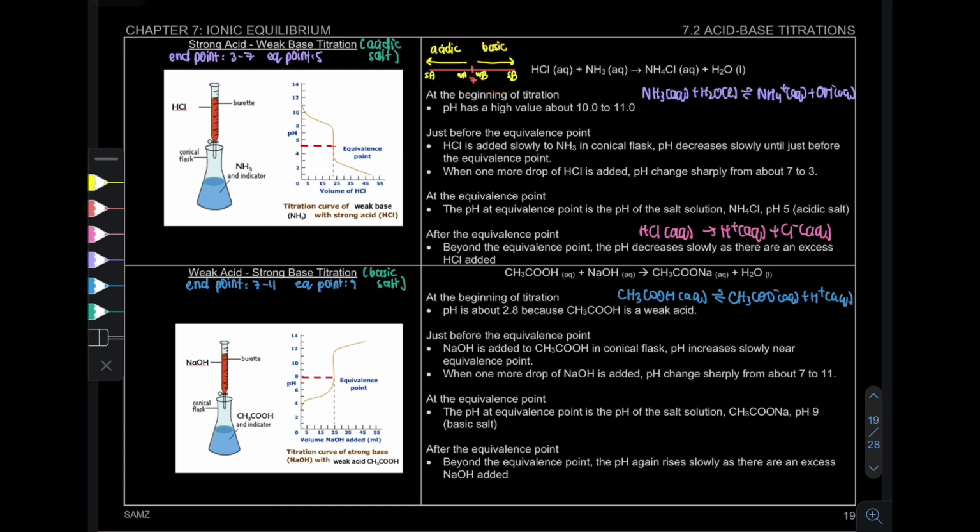Okay, so dekat sini again bila kita dah after equivalent point ni, kiranya dalam case ni, our acid is our limiting, now ni yang in excess. So that's why lah pH tu dia akan ikut now sebab dia ni in excess. Okay, so the pH at the equivalent point is the pH of the salt solution, pH 9 basic salt. And after the equivalent point, the pH again rises slowly as there is excess now sebab now is our strong base. So dia fully dissociate.